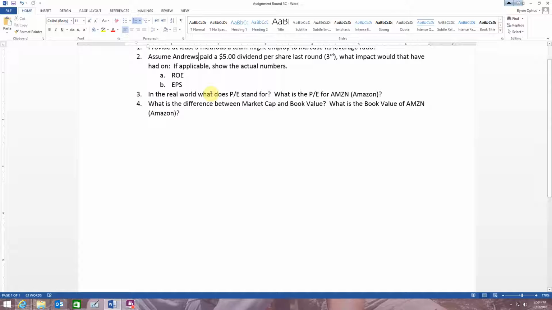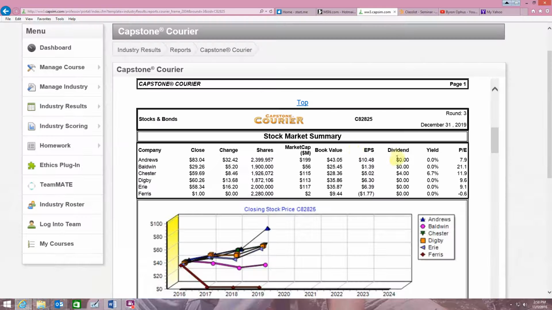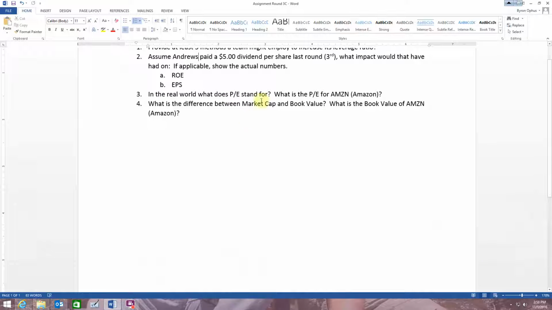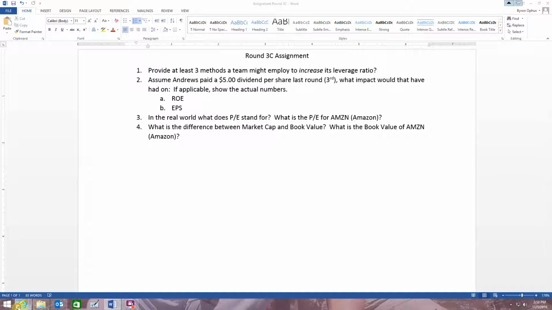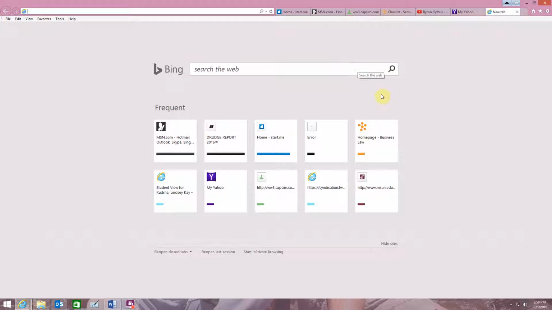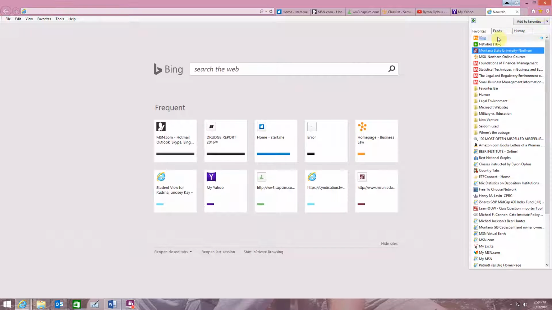3, in the real world, what does PE stand for? You can see on our stock page or our stock deal, it has PE. What's that stand for? It's P divided by E, P/E. So you might have to do a little Google searching and see what the heck that stands for. And then I want you to look up for me what the PE is for Amazon. I give you the ticker symbol, and here's one way you can kind of do that.